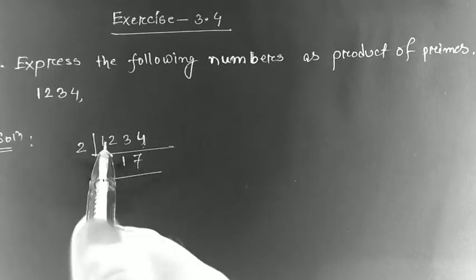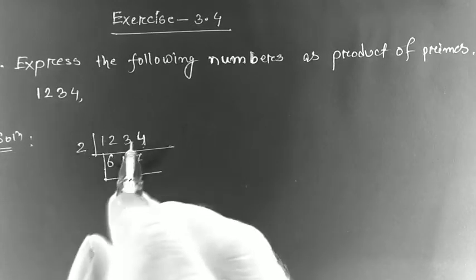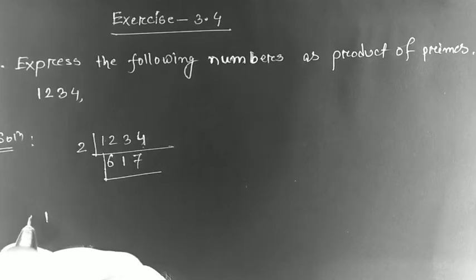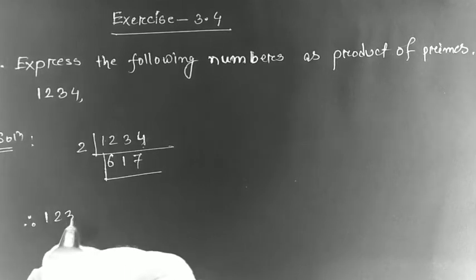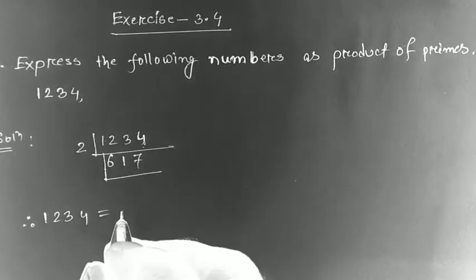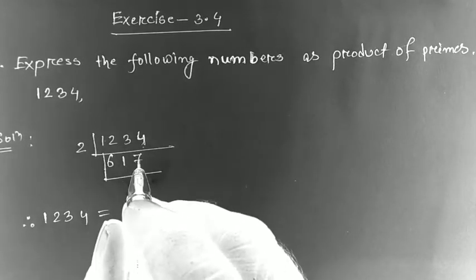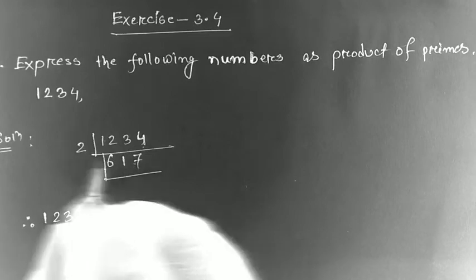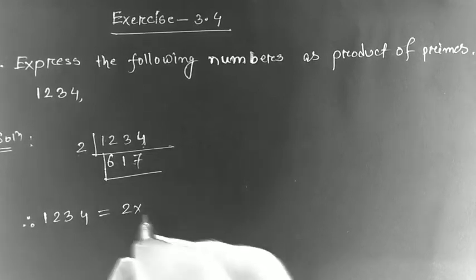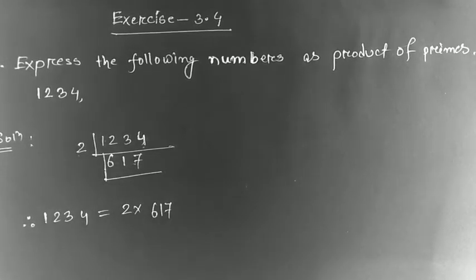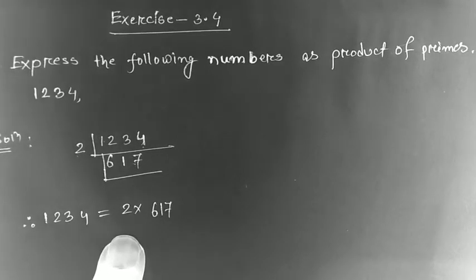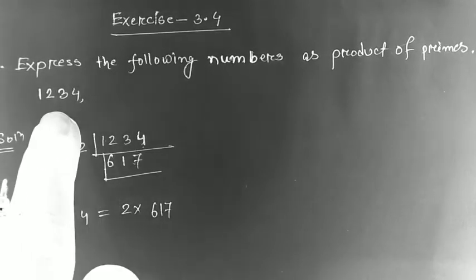That means 1234 can be written as, since no other number divides 617, 617 is a prime and 2 is a prime. So 2 into 617. This is the expression of the given number.